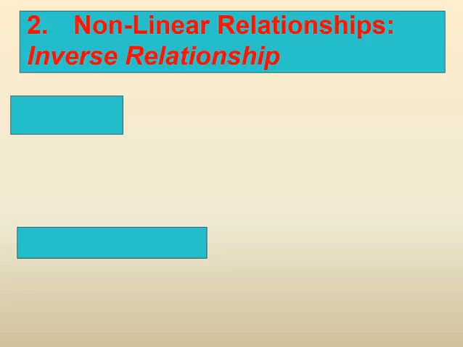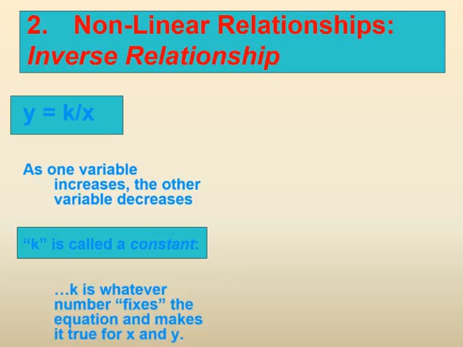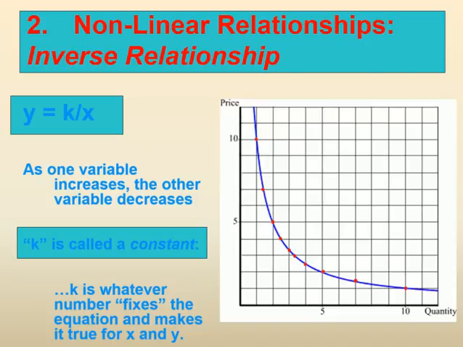And we can contrast that with our other relationship, inverse. Okay, instead of having our equation be y equals k times x, here we have y equals k divided by x. And what this means is as one variable increases, the other variable will decrease. Okay, k here is referred to as a constant. K is whatever number fixes the equation and makes it true for both x and y.